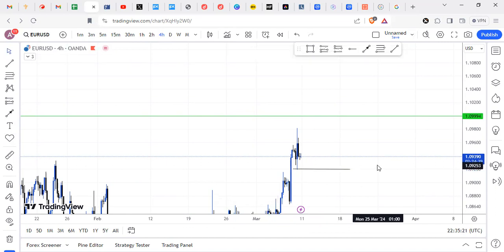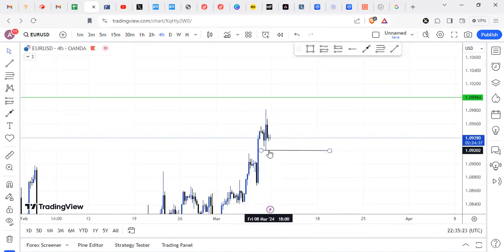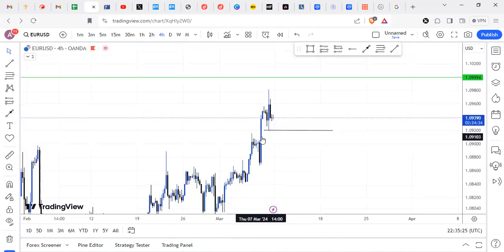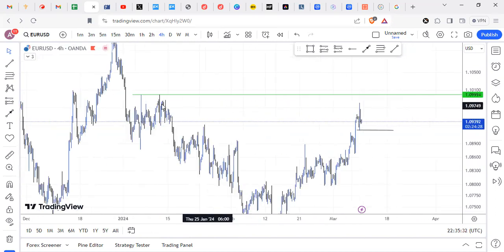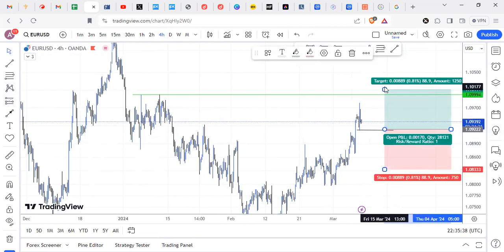So I want to see price come back down, take out this week, and potentially come fill in this imbalance. Maybe tap into this other block on the 4-hour. Then I look to buy and target this relative equal highs right here, right? So this is what I'm looking to do, something like this.